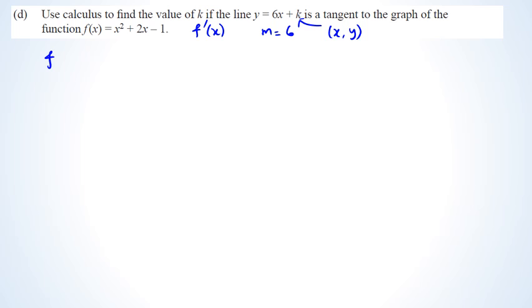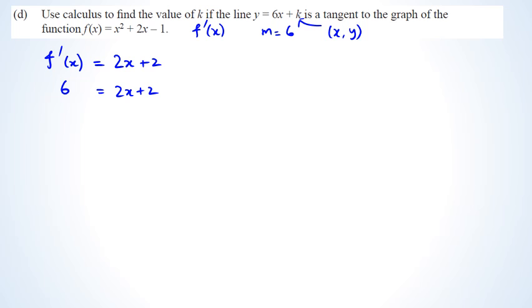All right, so first step is work out f dash of x. X squared will convert to 2x. 2x will convert to 2. Now, at this point, we need to figure out at what point of x the gradient is 6. So we can say 6 is equal to 2x plus 2. Let me just show you guys what I mean.